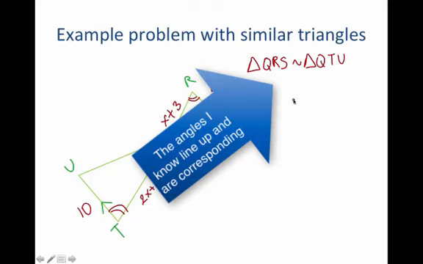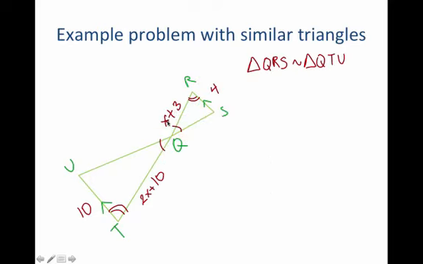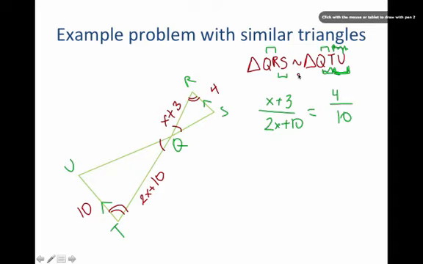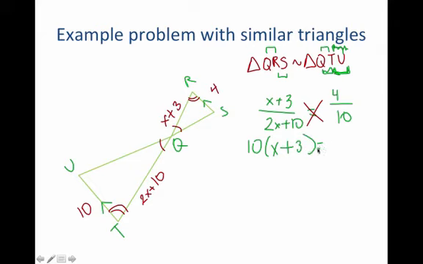So with that information, I can try to find the value of x by setting up a proportion, because QR to QT is equal to RS over TU. So x plus 3 over 2x plus 10 is equal to 4 over 10. So I have my proportion set up. I can just do cross product, so this times this. So I would have 10 times x plus 3 equals 4 times 2x plus 10.